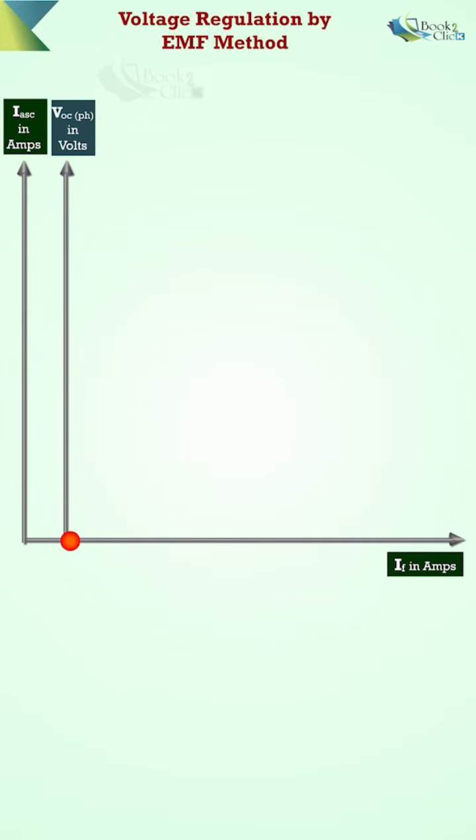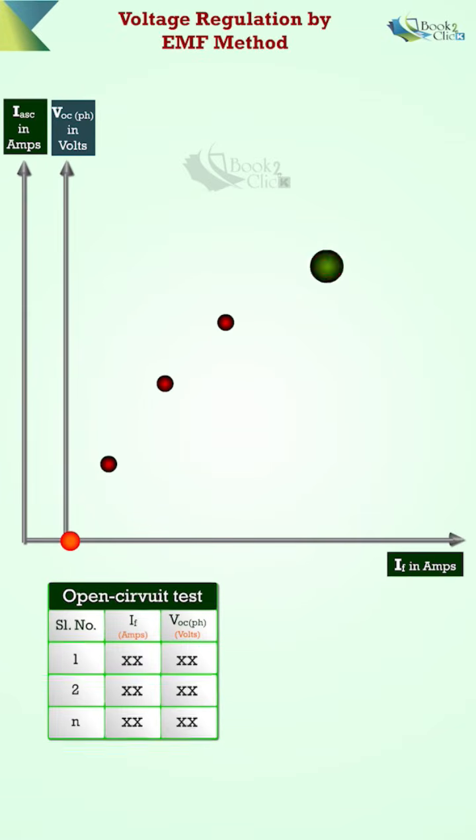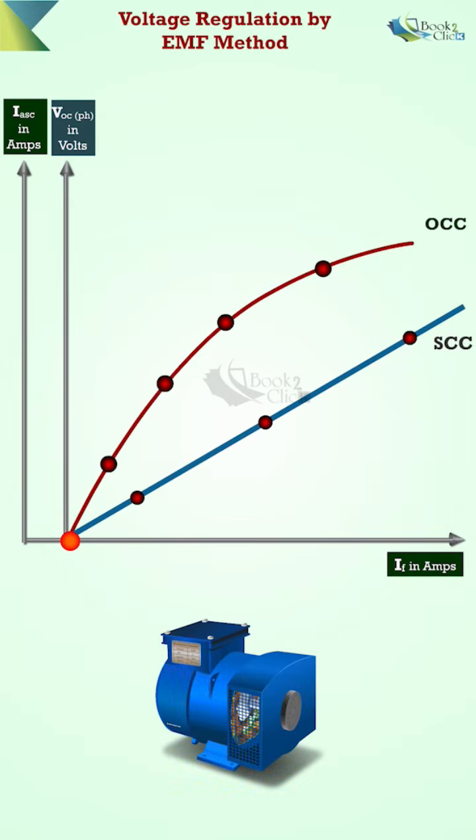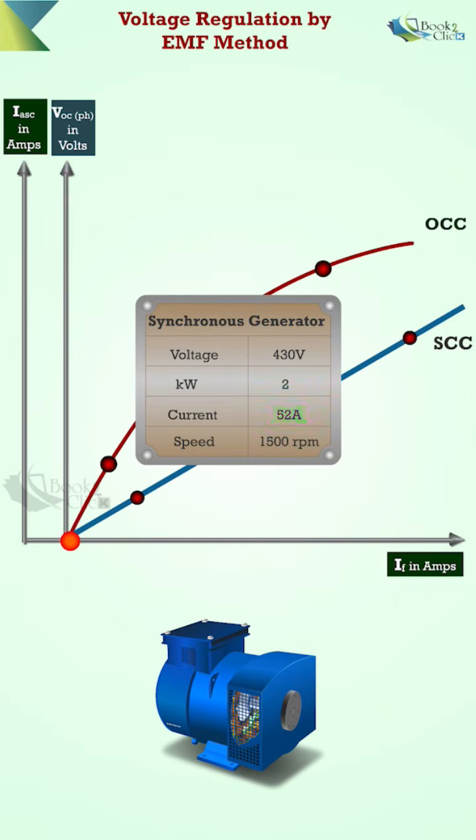Voltage regulation by EMF method. Plot the open circuit and short circuit characteristics of the alternator in a graph sheet. Now, determine the alternator's rated current from its nameplate details and locate it on the short circuit current axis.